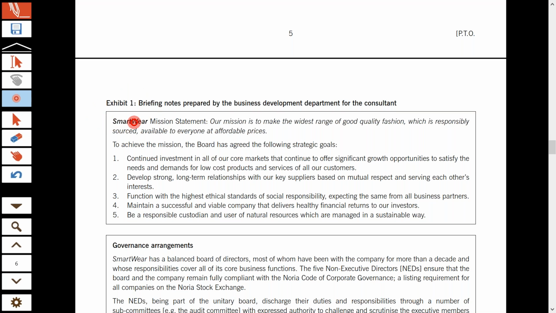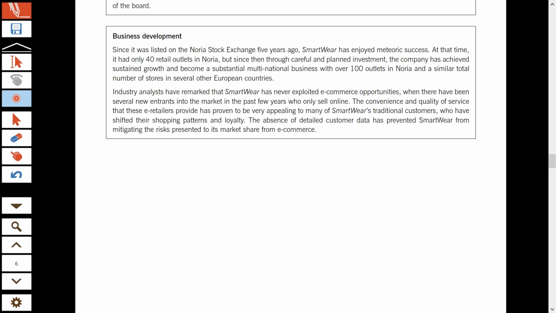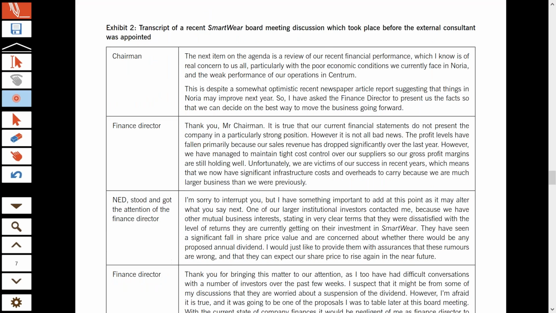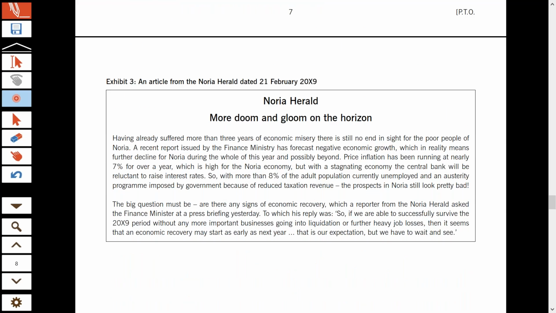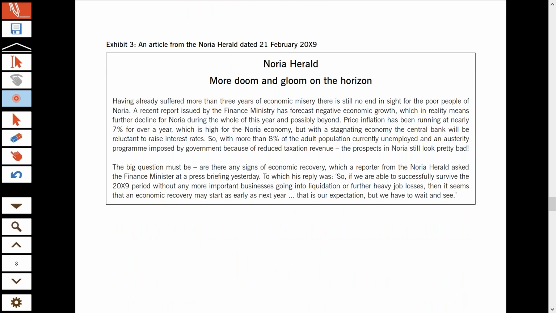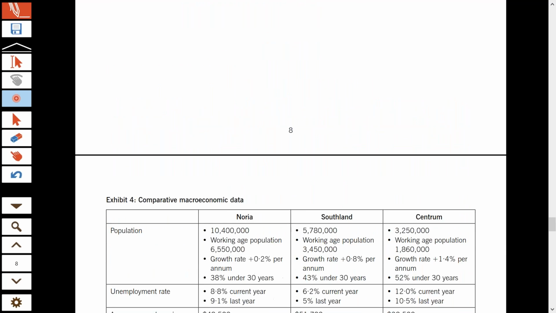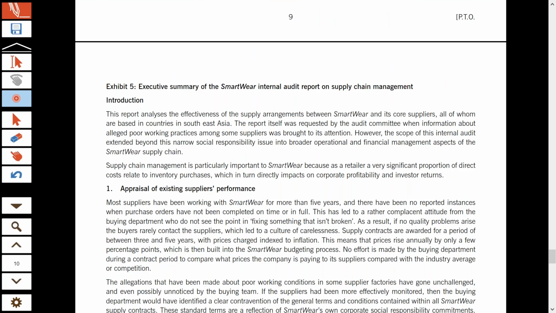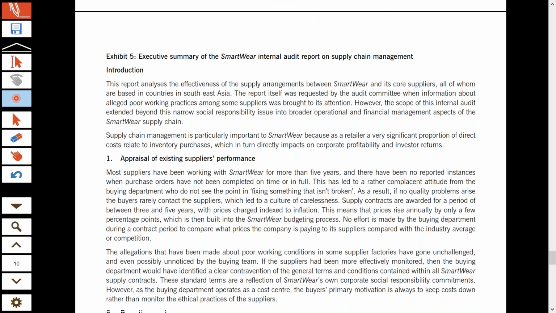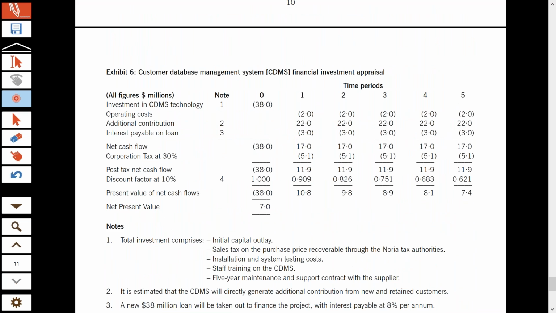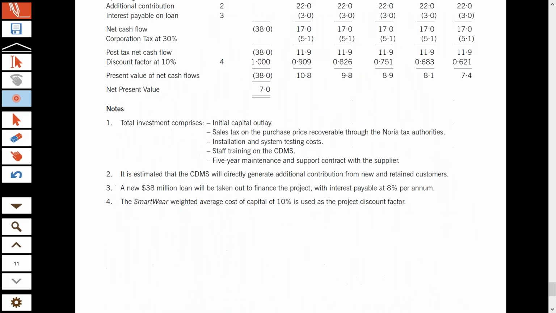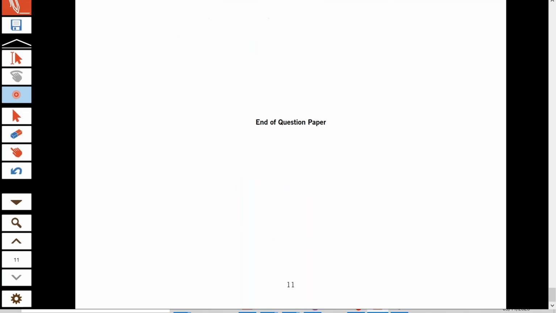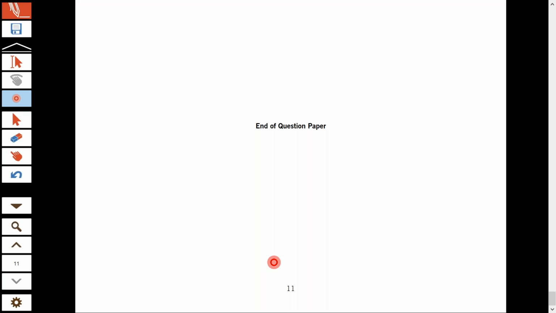So exhibit 1, like this, looks fancy to me. Exhibit 2 is a transcript of a board meeting. Exhibit 3 is an article from some Herald magazine. Exhibit 4 is some comparative macroeconomic data. Exhibit 5 is an executive summary of an internal audit report, and exhibit 6 is some numbers, a financial investment appraisal. Thank God, finally it ended. So like 11 pages, huh? So this is the paper.